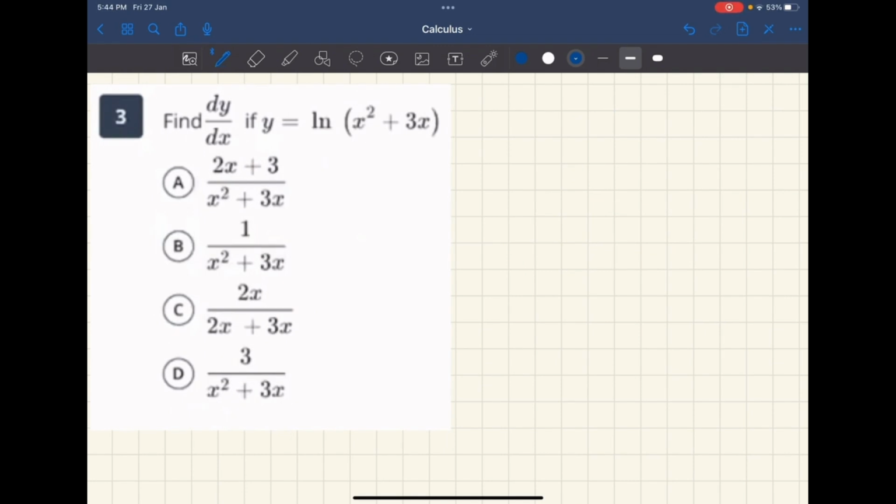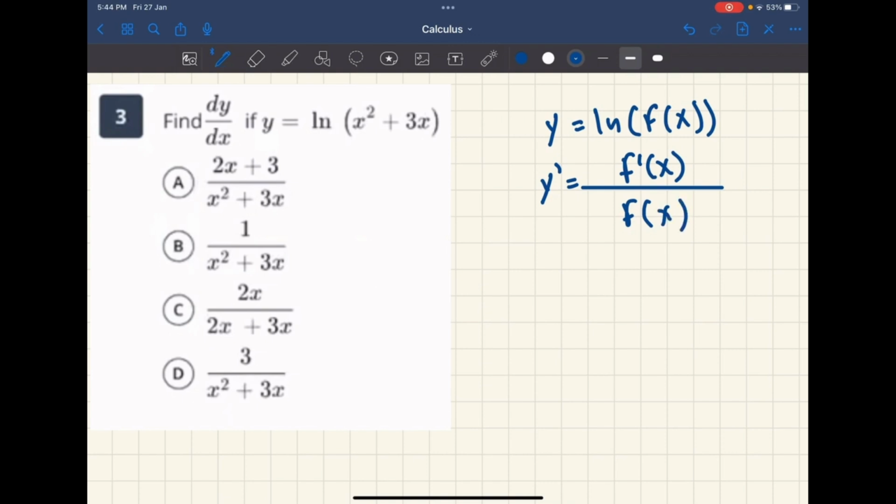For the third question, it is asking us to find the derivative of y equals ln of x to the power of 2 plus 3x. And this function right here can also be represented by y equals ln f(x). And whenever you see this function, you will always use this formula right here to find the derivative, which is y prime equals the derivative of f(x) divided by f(x).